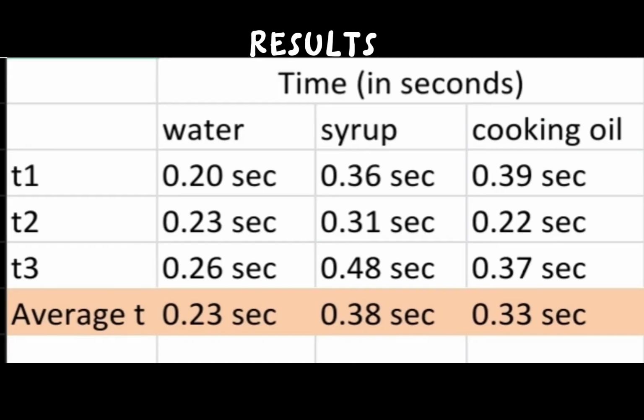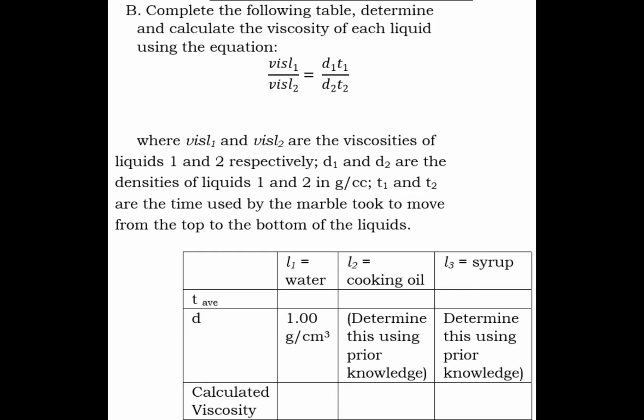Here are the results of the calculated average time it took the marble to move from the top to the bottom of the liquids. And now let us proceed with part 2 of the laboratory activity, wherein we have to complete the table in order to determine and calculate the viscosity of each liquid using the equation, wherein viscosity 1 and viscosity 2 are the viscosities of liquid 1 and liquid 2 respectively, and D1 and D2 are the densities of liquid 1 and liquid 2 in grams per cc.